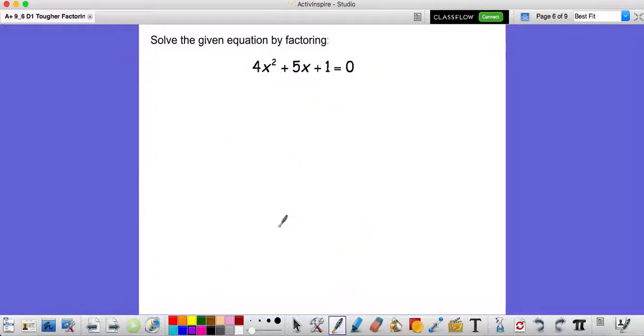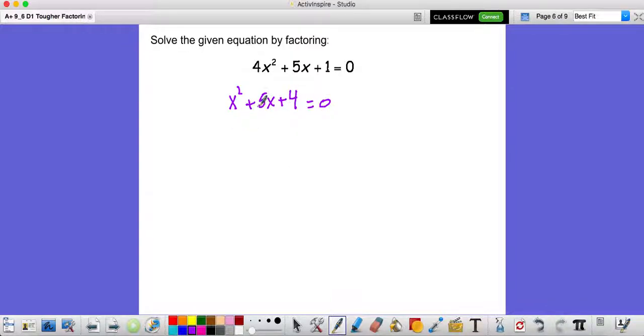Last problem for the video, we're just going to do one with solving. Works the exact same way as all of the other ones we've done, only now at the end we're going to set it equal to 0 and solve. So 4x squared plus 5x plus 1, we're going to multiply a and c, drop the 4 out front, x squared plus 5x plus 4 equals 0. Kind of, we'll get to that later.